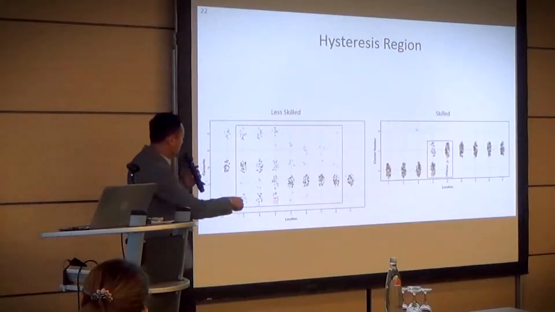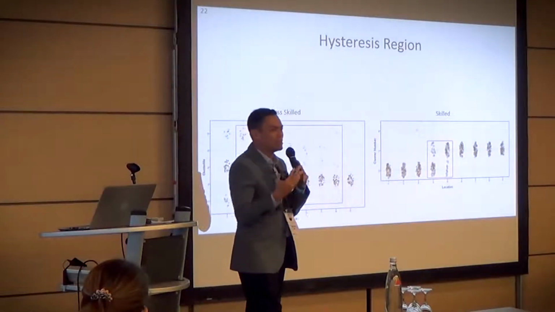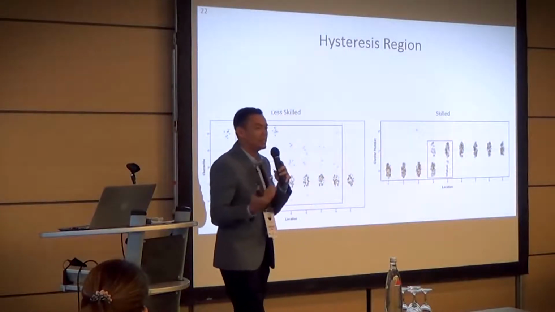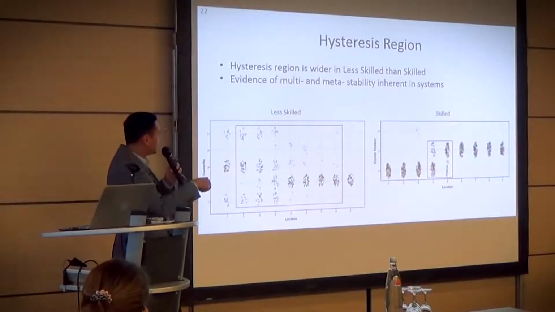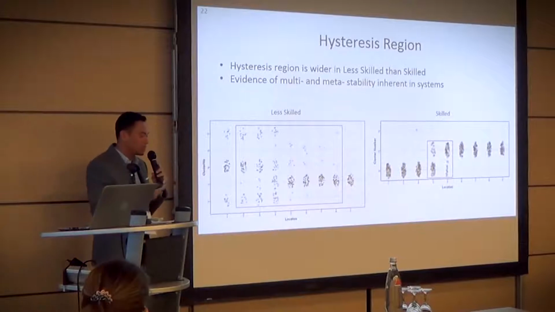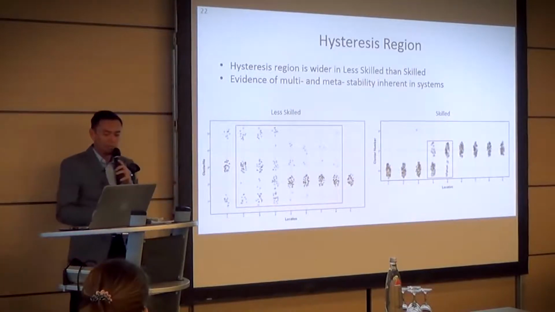Whereas we have this for the less skilled. And you can notice that it has a wider range of hysteresis. That means under one location, they actually adopt many different movement patterns. And this is very clear, and we know it happens. So it's very clear that the hysteresis region is wider in less skilled than the skilled. And there is evidence of metastability and multi-stability. Multi-stability means within one position, you can have a fixed number of movement patterns.